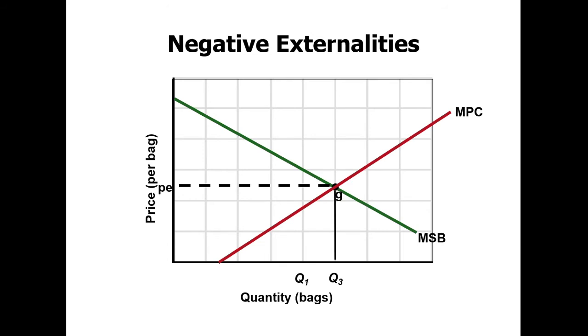All right. So what we need to do is cut back, get back to Q1. Okay. And remember that area we talked about before. This is the deadweight loss from the overproduction. Right. This is inefficiency to society. So what we need to do is get rid of that.